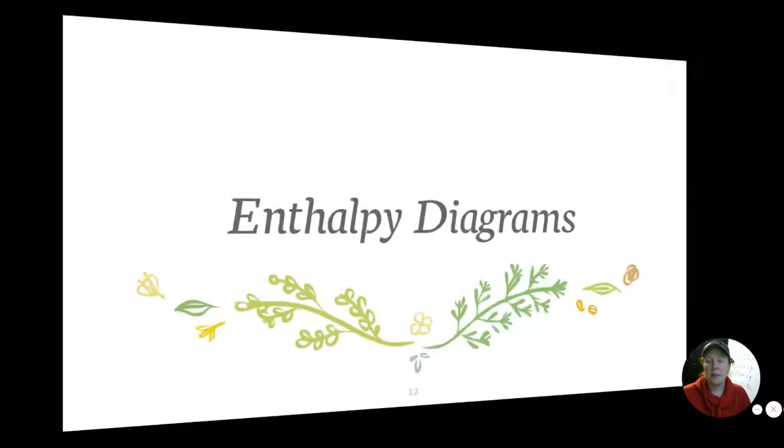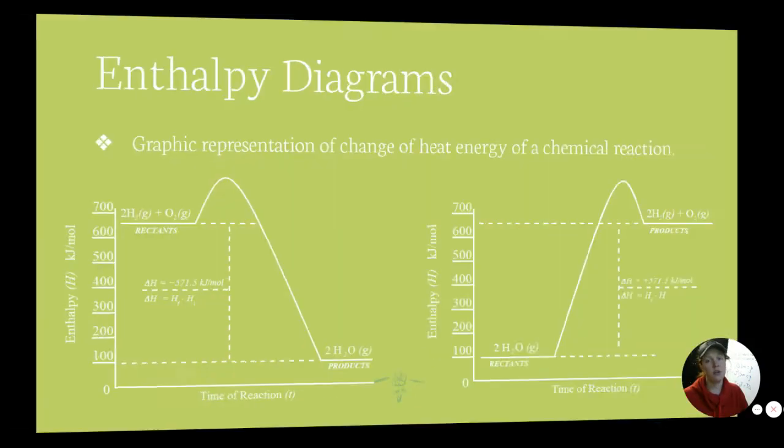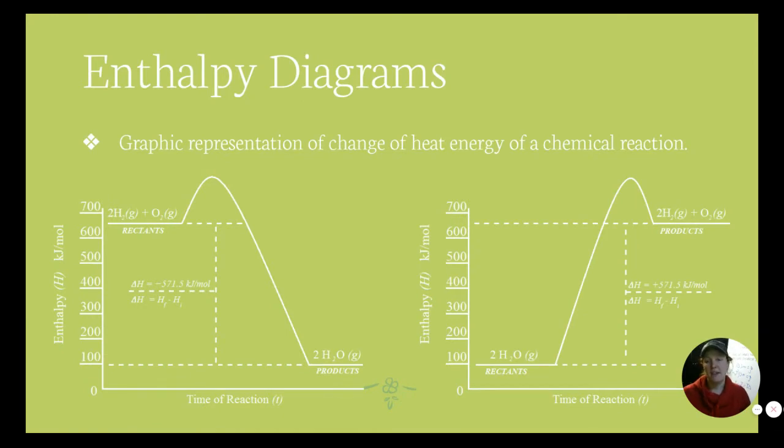Remember, the change in enthalpy is equal to Q. So we can measure the change of heat content in a system, which is what we did in calorimetry. Now let's talk about how we can graphically represent the change of heat energy of a chemical reaction.